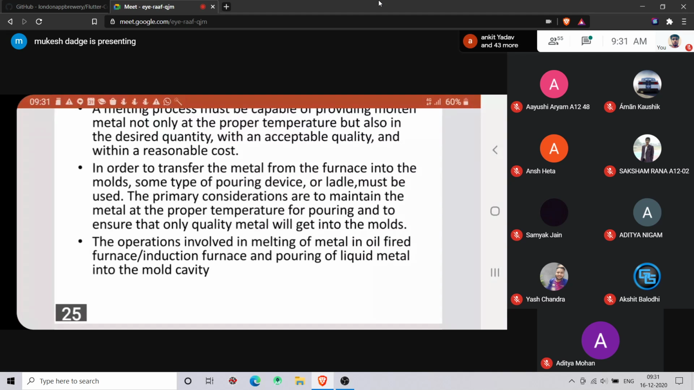Nowadays all molds are made in an automatic way. One machine is there, a squeezing and jolting machine, for pattern making. That is there in our shop also. The operations involved are melting of metal in an oil fired furnace or induction furnace and pouring of liquid metal into the mold cavity. So you have to heat it and pour it in the mold cavity.